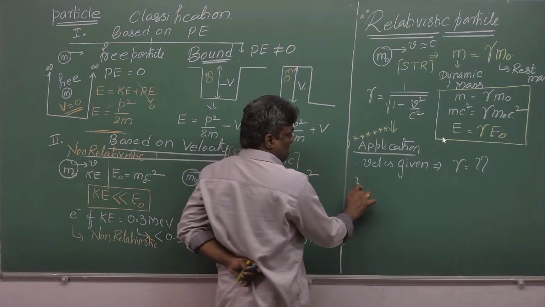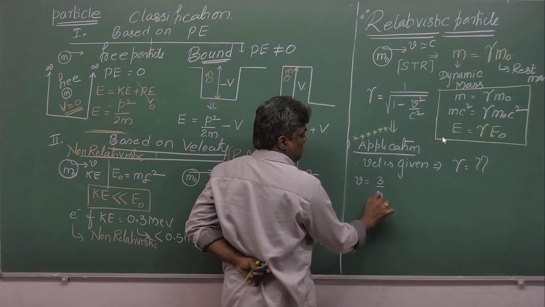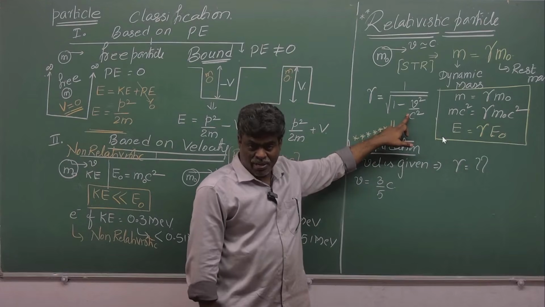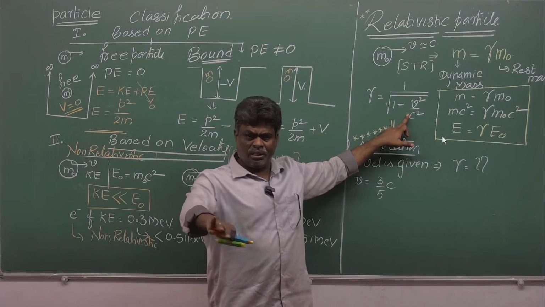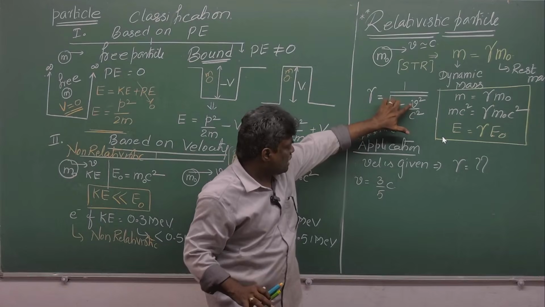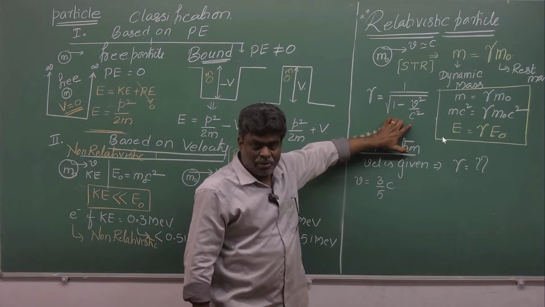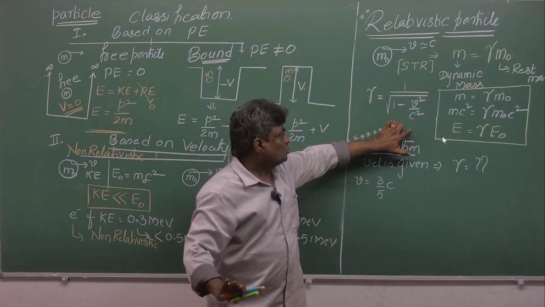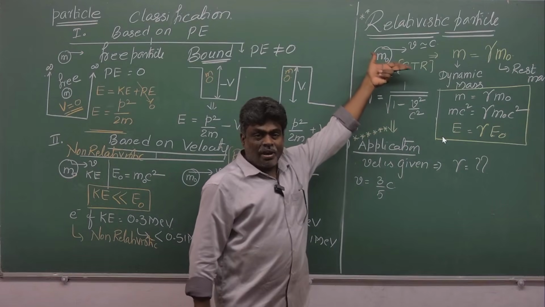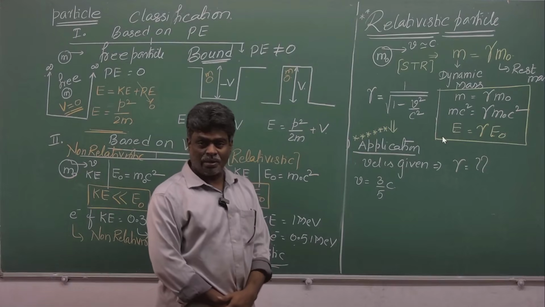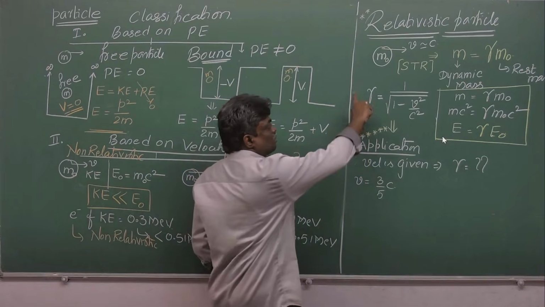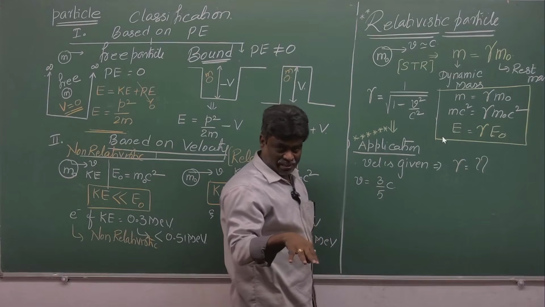Sir, I have given velocity v equal to 3 by 5 c. What you will do? You will take this and substitute here. Am I right? Everybody will do this, because we take the velocity and substitute. How much, sir? 3 square by 5 square, 9 by 25. 25 minus 9, 16. 16 by 25, so 5 by 4. Gamma equal to 5 by 4. Generally everybody will do this. With cross multiplication, they will get stuck.